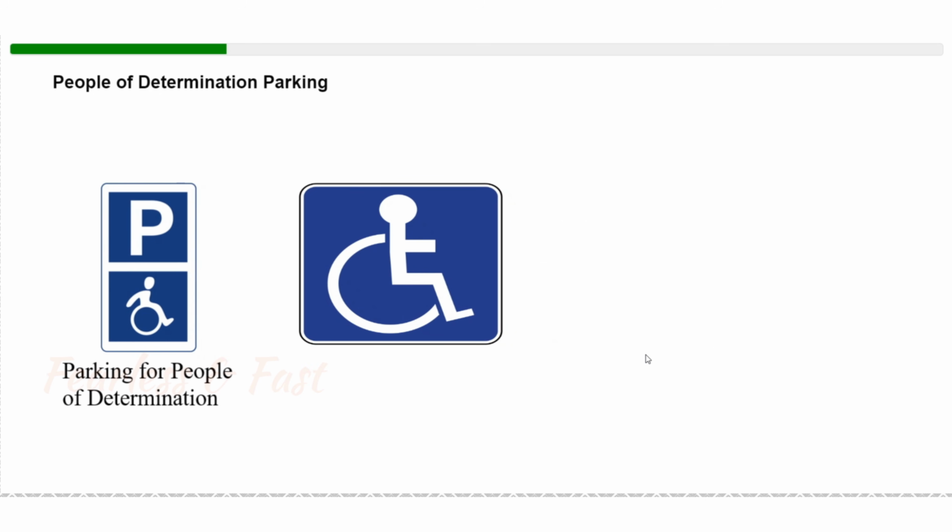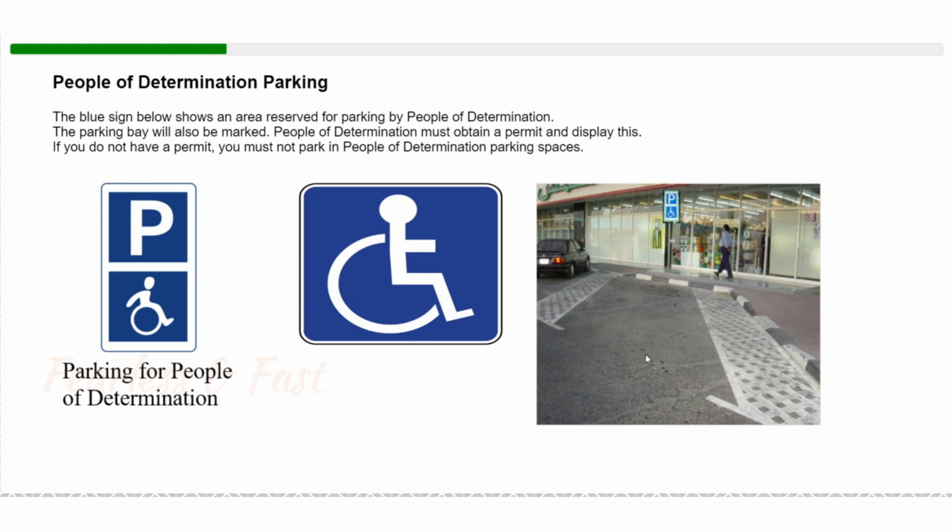Handicapped parking. The blue sign below shows an area reserved for parking by handicapped people. The parking bay will also be marked. Handicapped people must obtain a permit and display this. If you do not have a permit, you must not park in handicapped parking spaces.